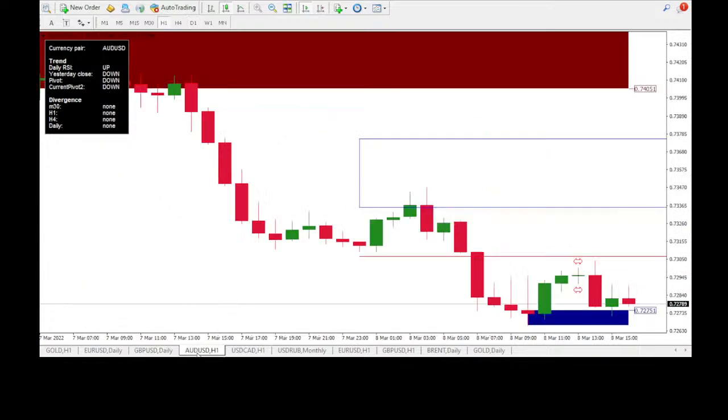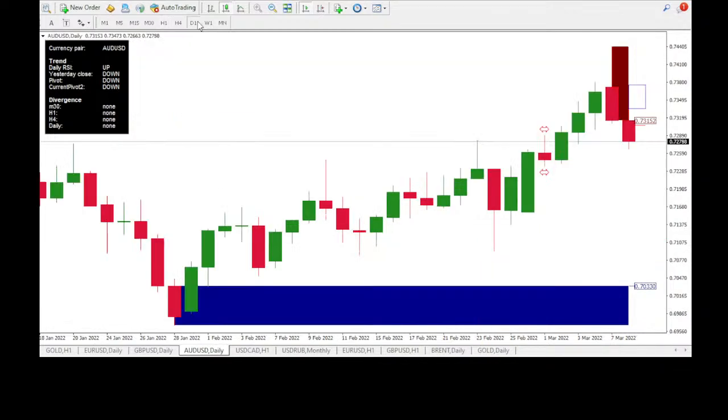Right now we can talk about Aussie dollar. Aussie dollar is, I can tell, in a good way for the Australian economy.